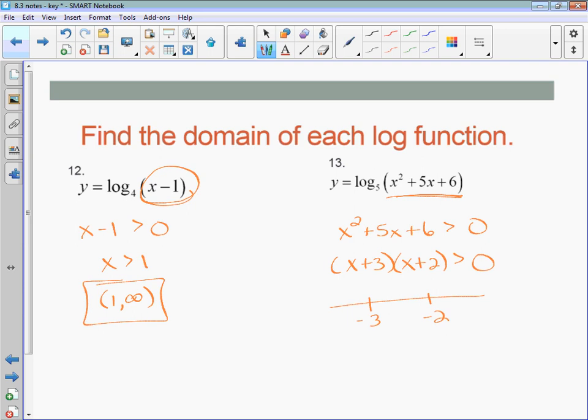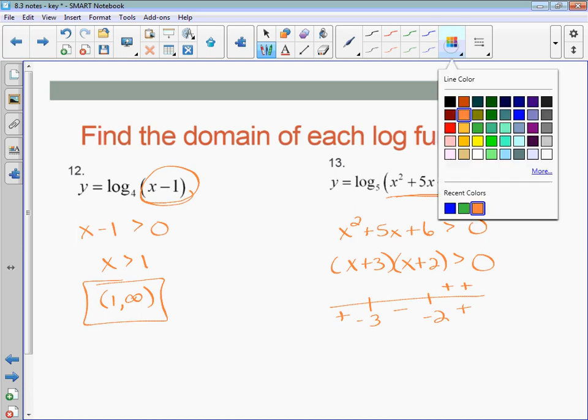So if I plug a 0 in, 0 plus 3 is positive, 0 plus 2 is positive, and everyone understands, right, that 0 is way over here on the right side? Yes. Okay, positive times positive is? Positive. Is there multiplicity with anything here? No, so is it going to alternate sections? Yes, so plus, minus, plus.